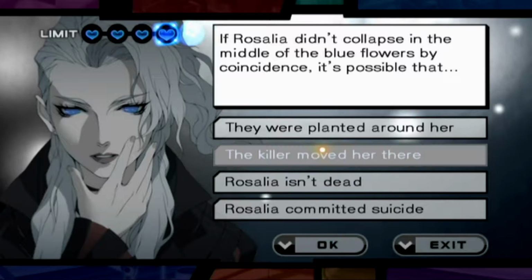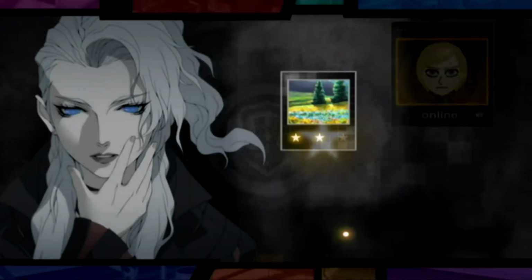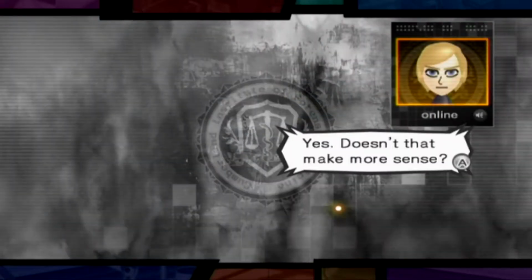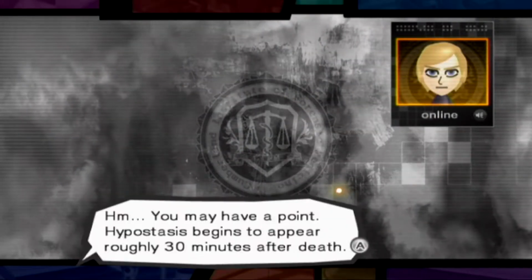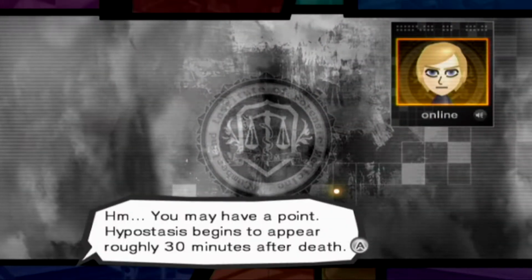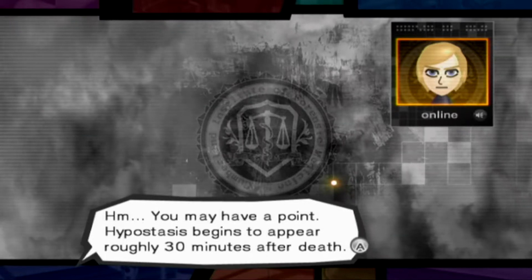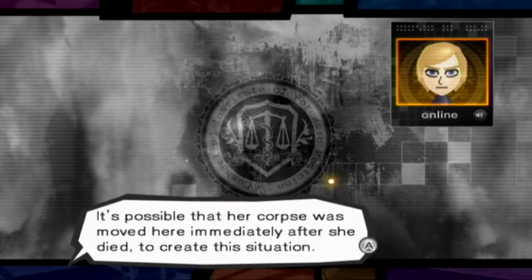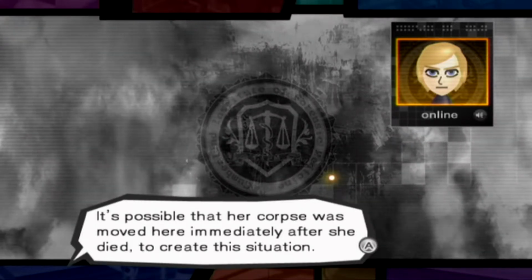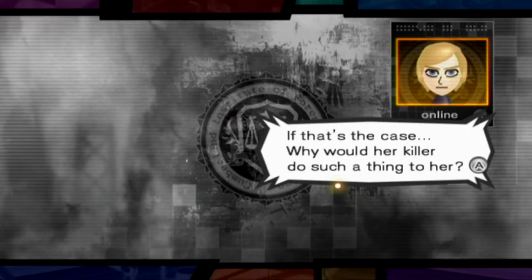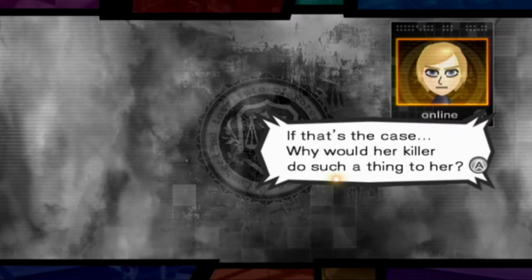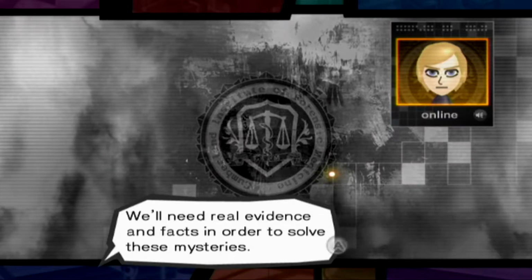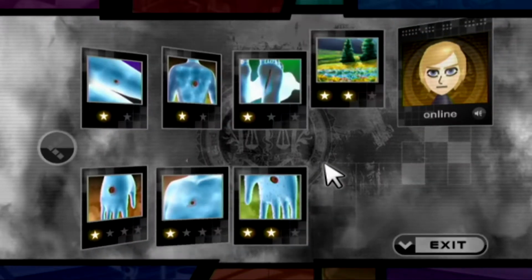That was careless. Yes. Doesn't that make more sense? You may have a point. Hypostasis begins to appear roughly 30 minutes after death. It's possible that her corpse was moved here immediately after she died to create this situation. If that's the case, why would her killer do such a thing to her? We're just grasping at straws here. We'll need real evidence and facts in order to solve these mysteries.